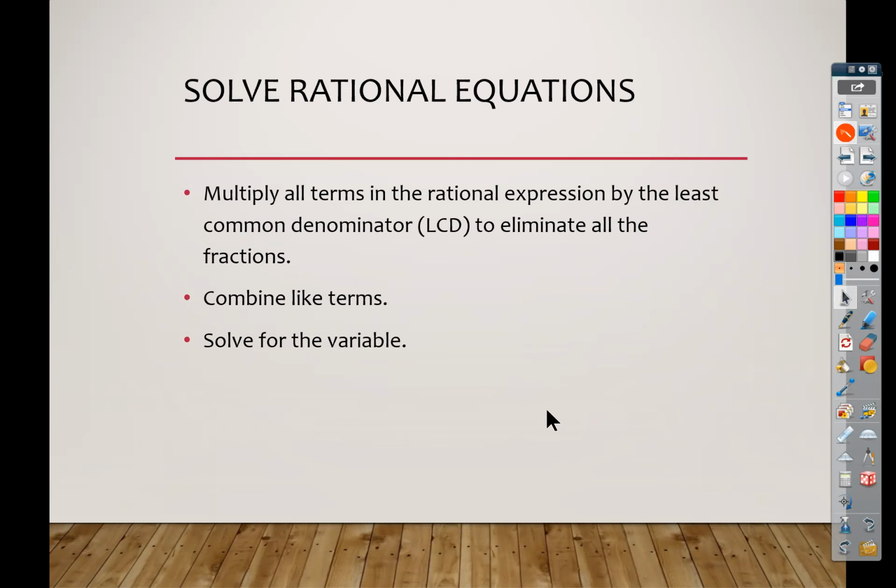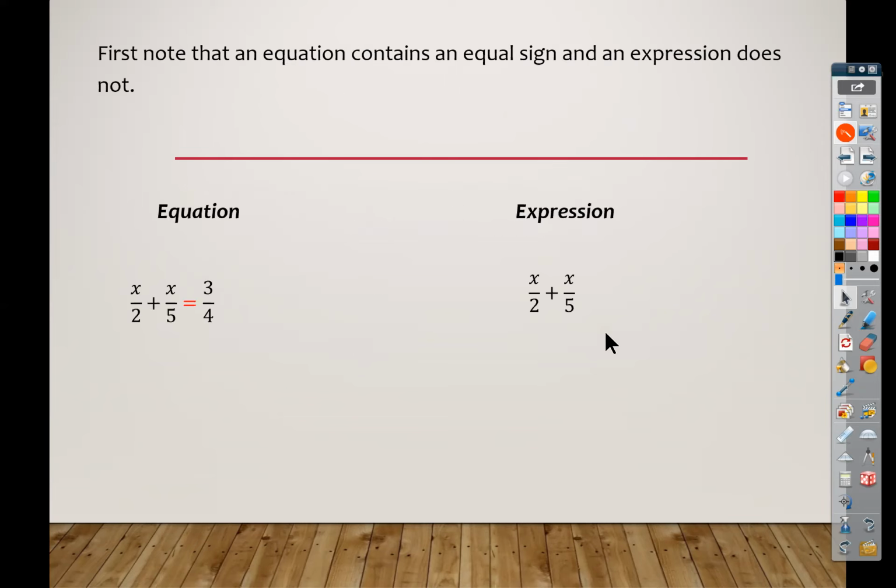So you're going to multiply all the terms in the rational expression by the least common denominator to eliminate all the fractions. Combine like terms and solve for the variable. So first note that an equation contains an equal sign and an expression does not. A lot of times students use those two terms interchangeably. An equal sign means it's an equation, an expression does not.